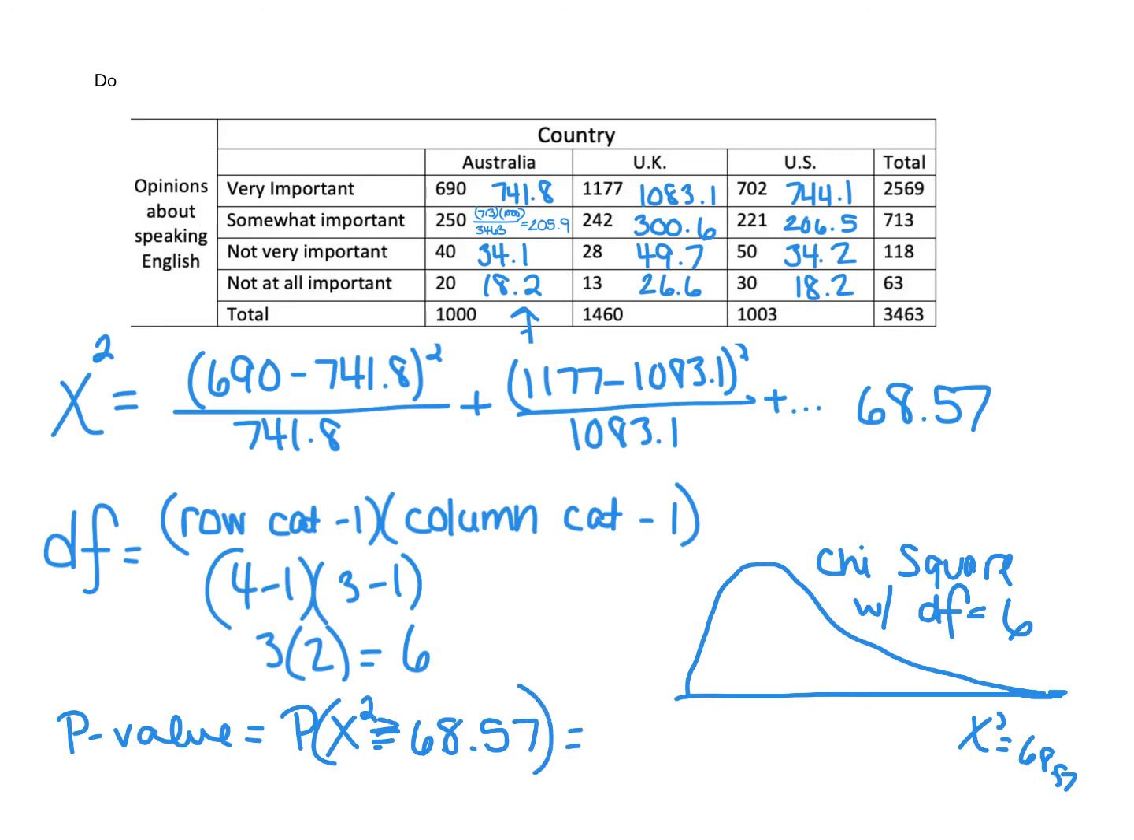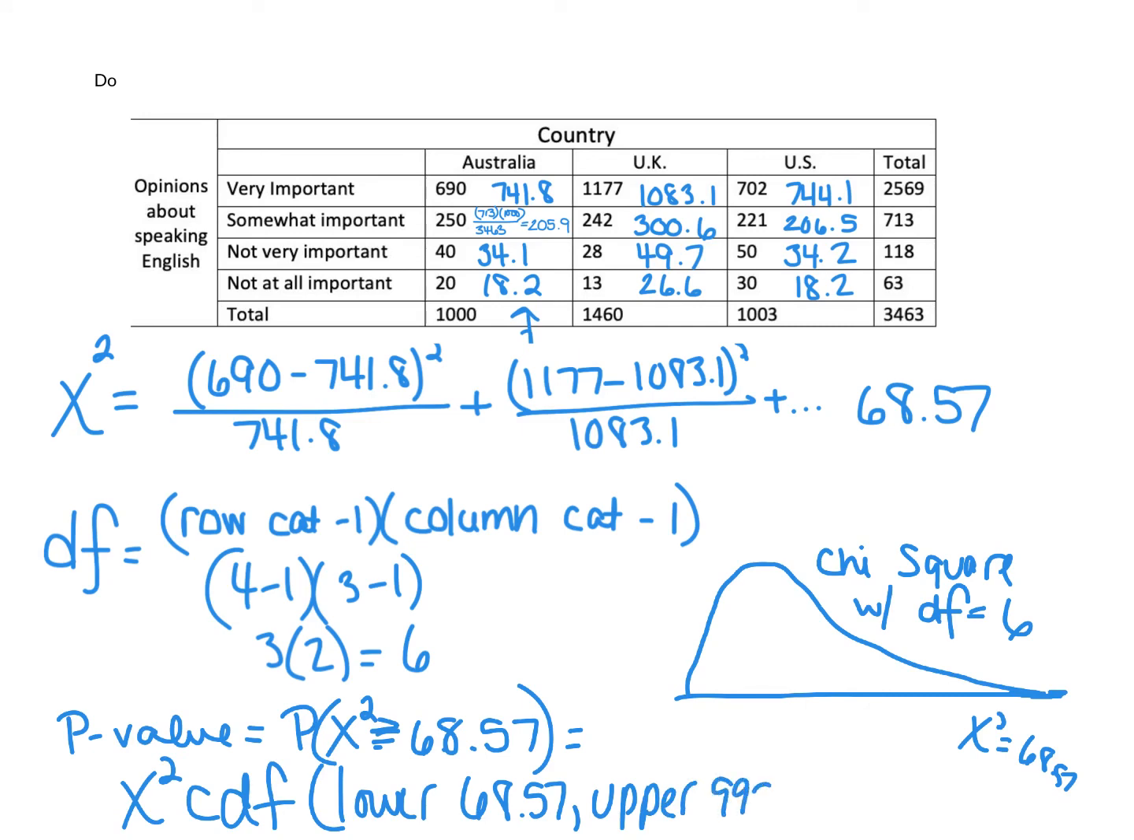And to do this on the calculator, this is chi-square CDF. Lower would be 68.57. Upper, just pick some really big value like 9999. And degrees of freedom equal to 6. So go ahead, type that in your calculator, and I get approximately 0. I get a really small value, which leads me to my conclusion.